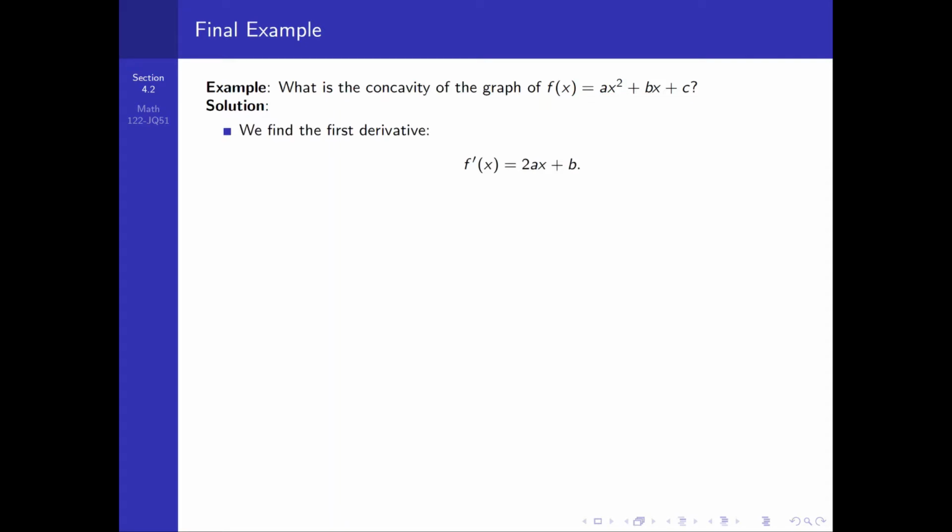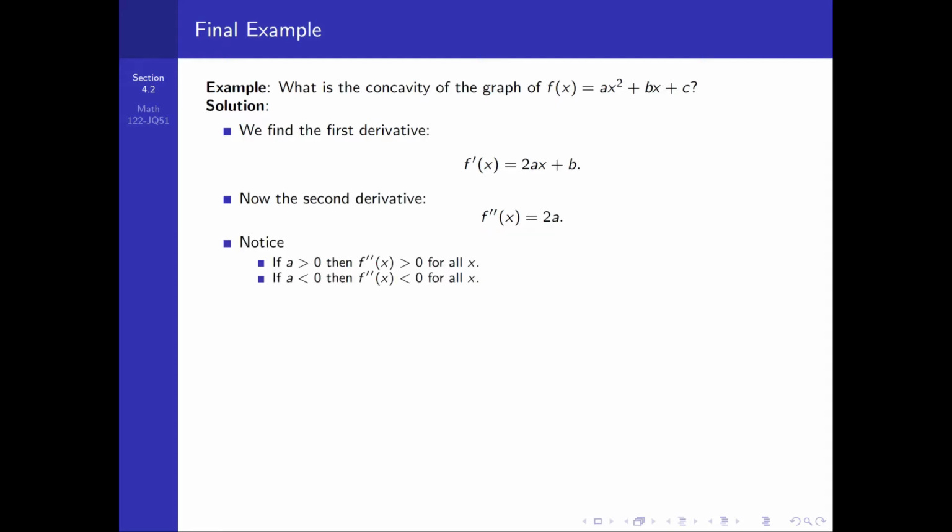So if we want to determine concavity, we're going to look at the second derivative, but to get to the second derivative, we start with the first derivative. So in this case, the first derivative is just 2 times a times x plus b, and we get this derivative by using the power rule, or sorry, not the product rule, the power rule. And from here, we can take the second derivative. So the second derivative is just 2 times a in this case.